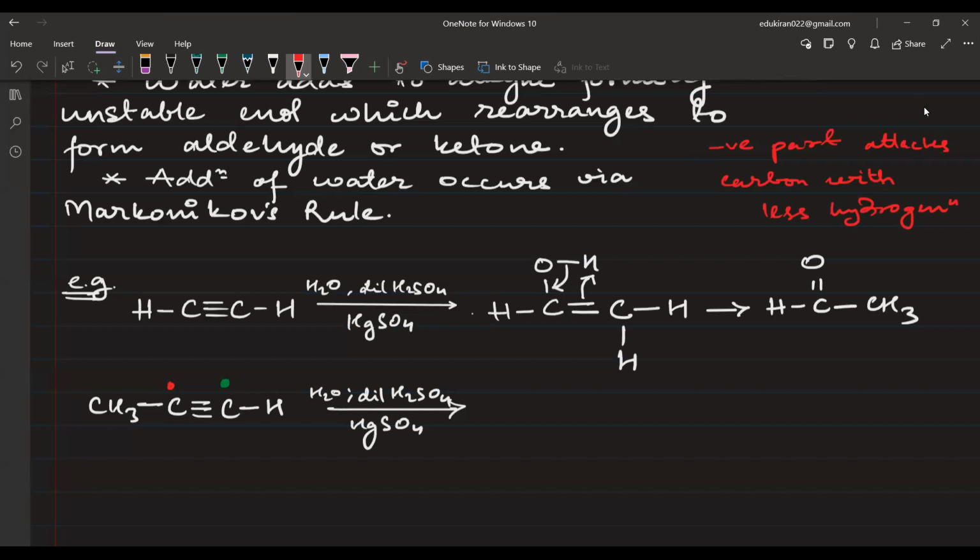ऐसे कैसे चलेगा काम जैन? Okay, so which is having less hydrogen? The red one is having less hydrogen. Now, the first thing that you have to do is to identify the carbon atom that is having least number of hydrogen whenever you are doing hydration of alkynes.